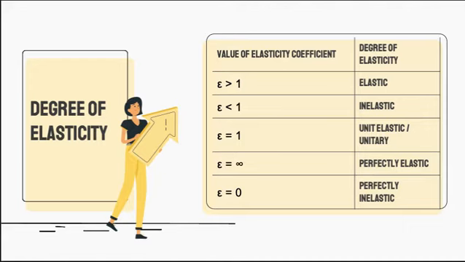In the situation where there is no percentage change in quantity while there is a percentage change in price, it is said to be perfectly elastic and the value of E is infinite. And if the value of E is 0, it is perfectly inelastic because in this situation, there is a percentage change in quantity but there is no percentage change in price. Note that all elasticity coefficient values should be positive. Negative signs are omitted by taking its absolute value.